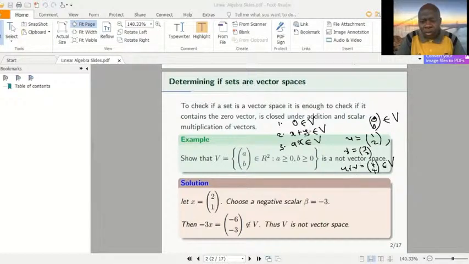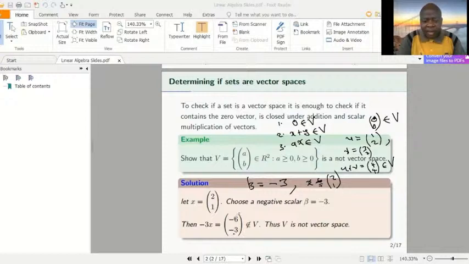So the question is, which of these three properties is not satisfied? Let me check the last property. We are not limited on how to choose the scalar. I want to choose a negative scalar, and let me choose negative 3 as my scalar. And I want to choose a vector from V, and I chose (2, 1). I want to see if the product will still be in V. So the product of negative 3 and this vector is (-6, -3).